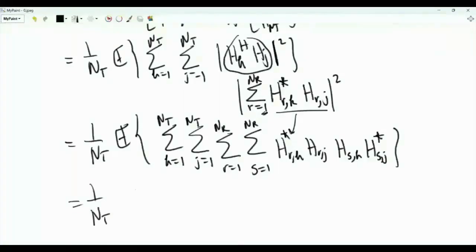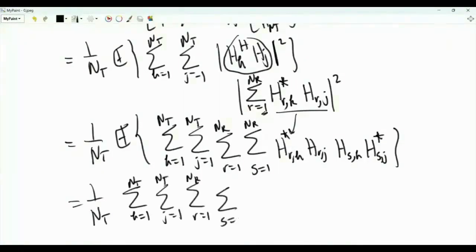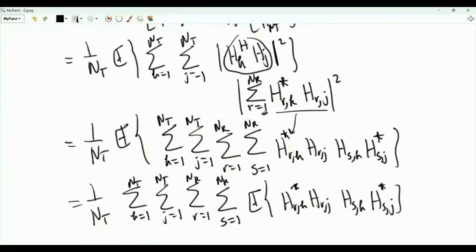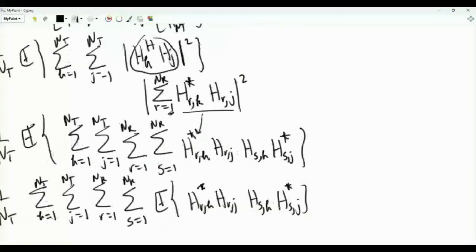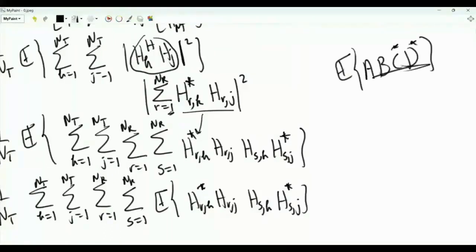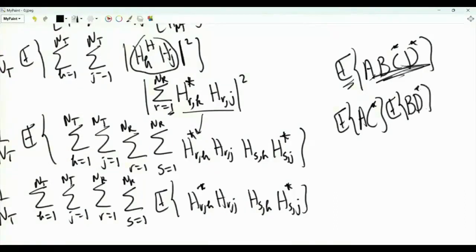By the linearity of expectation, we can just take the four sums, apply to the expectation of h_rk conjugate, h_rj, h_sk, h_sj conjugate. Now we have a rule for the product of four zero mean circular symmetric Gaussian random variables. This rule that I'm about to write can be derived using the joint characteristic function of those random variables. The rule tells us that this expectation of this product of four terms can be written as an expectation of, then we take A and one of the conjugated random variables, let's say we take C conjugate, times the expectation of the other two, that's B and then D conjugate.